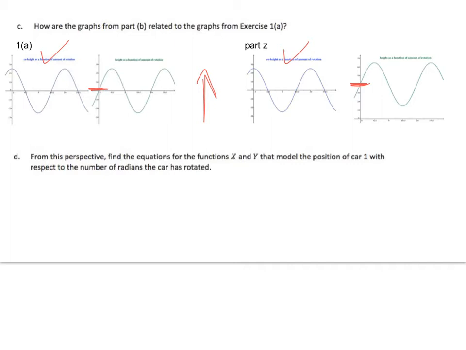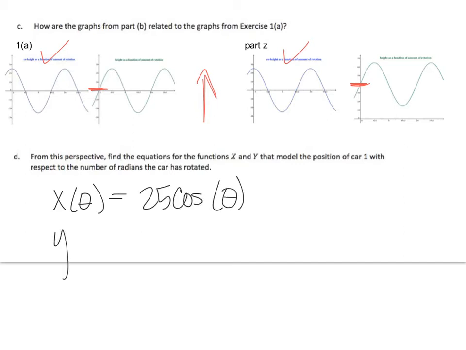From this perspective, find the equations for the functions x and y that model position of car 1 with respect to the number of radians the car has rotated. So x of theta is going to be the same, 25 cosine theta, and then y of theta equals 25 sine of theta plus 40.